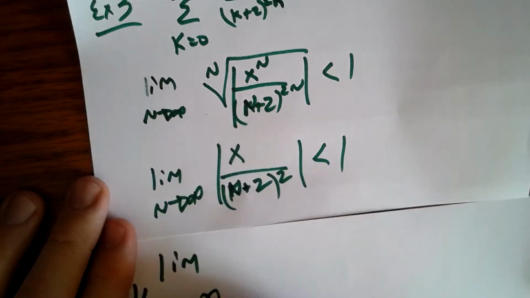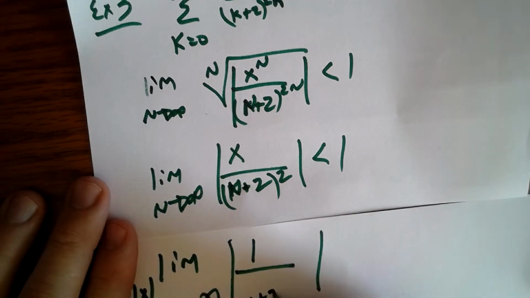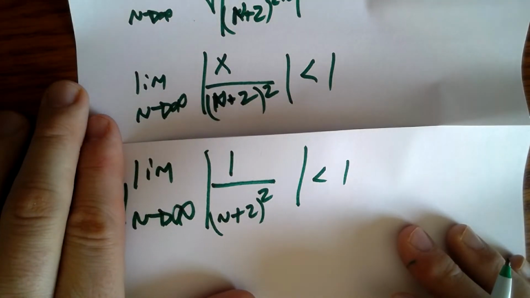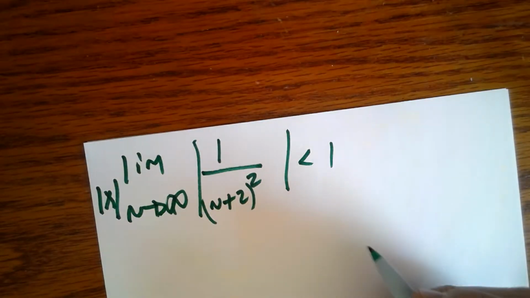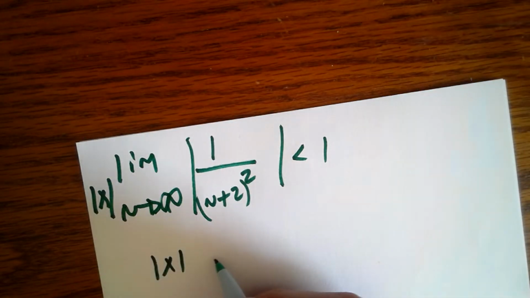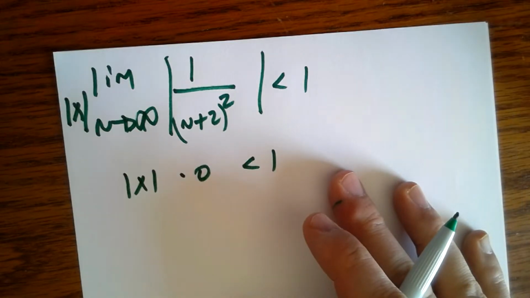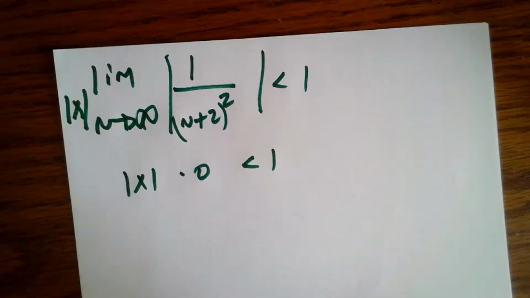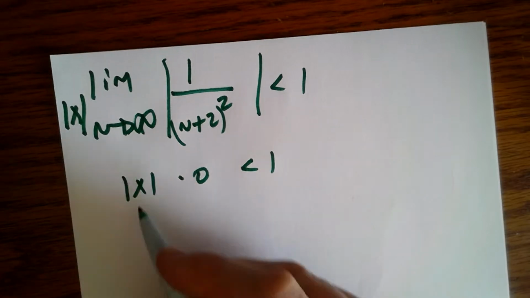This x doesn't have anything to do with n, so we're going to take the absolute value of x out. We've got the absolute value of x times the absolute value of 1 over (n plus 2) quantity squared less than 1. As n goes to infinity, where is this going? This is going to 0, so the absolute value of x times 0 has to be less than 1. When is that true? Right, that's always true. So it doesn't matter what value x is. This is always going to converge.